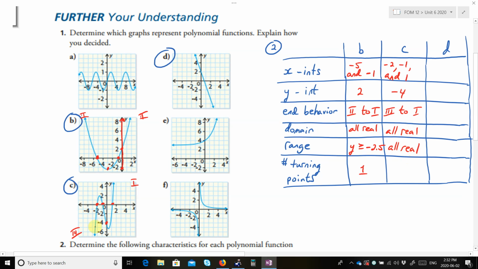Number of turning points, it comes up to this hill, so it goes up like this, turns back, so that's 1 turning point, and goes down and turns back. There are 2 turning points.